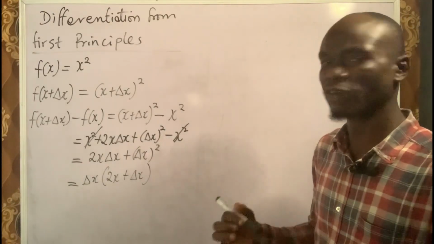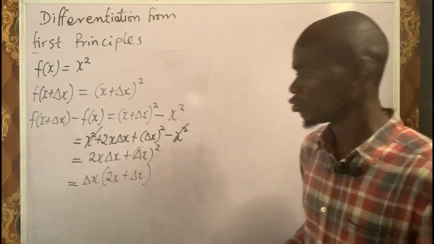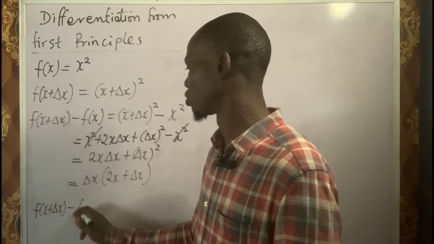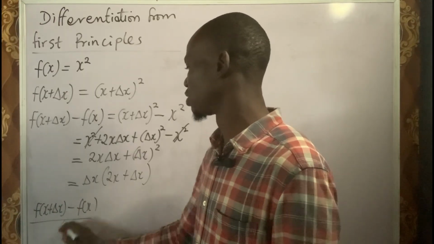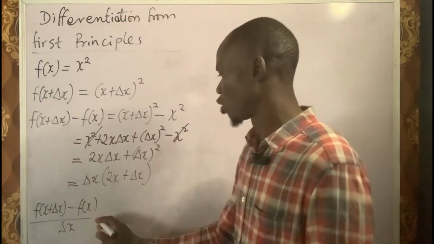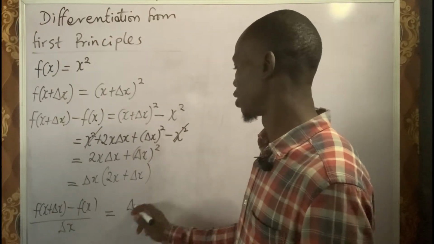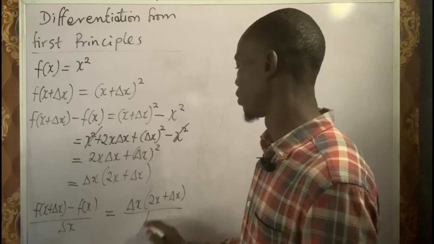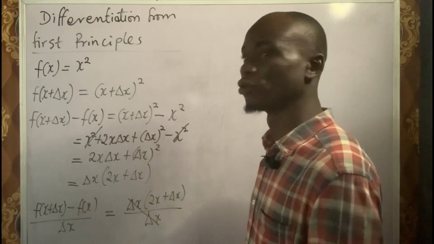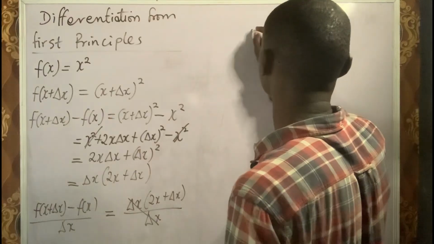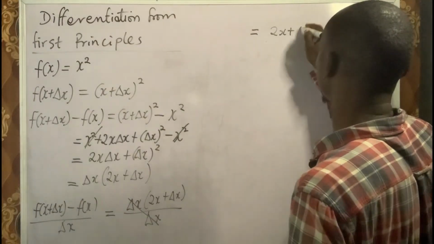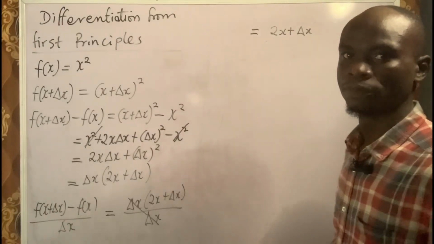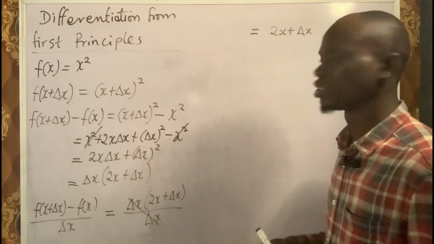And the fourth step is to divide what you have in the third step by Δx. Which means I'm going to have [f(x + Δx) − f(x)] / Δx equal to Δx(2x + Δx) / Δx. So you notice that Δx is gone. So what we have left is 2x + Δx. Now always whenever I cancel, I must write what is left. Okay, so now I can move to the final step, which is taking limits.